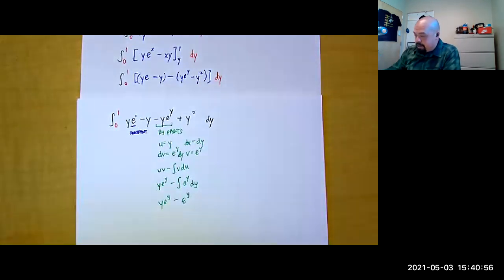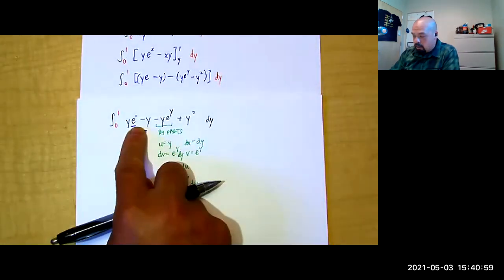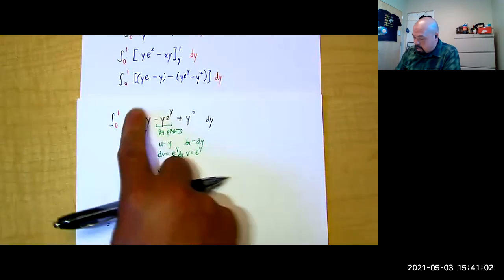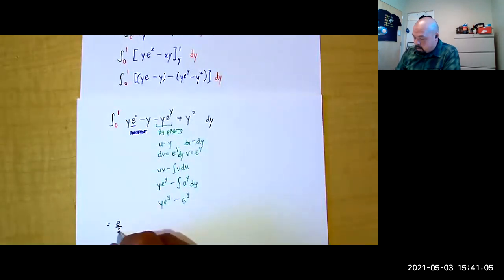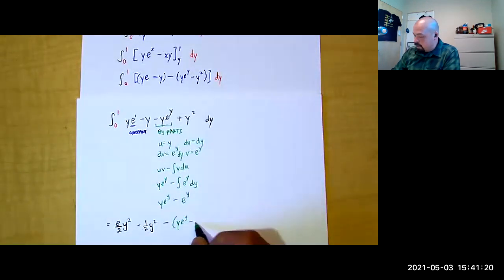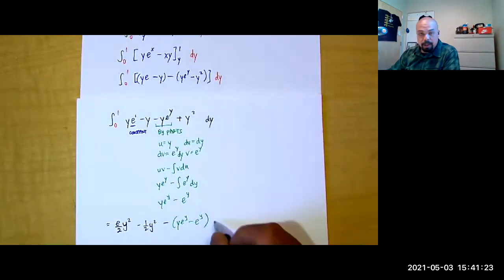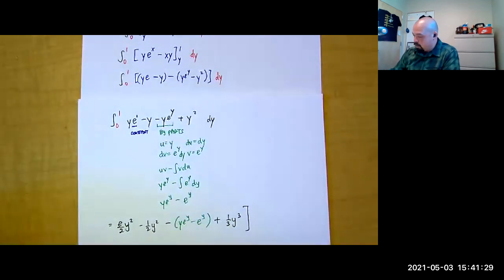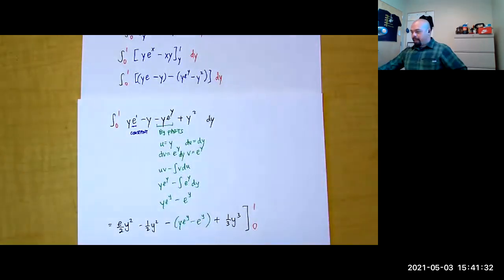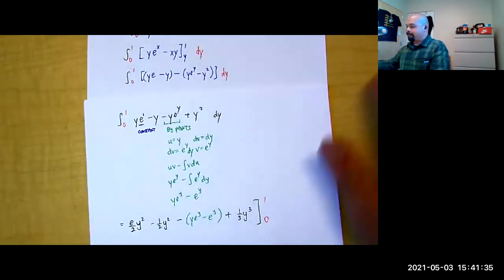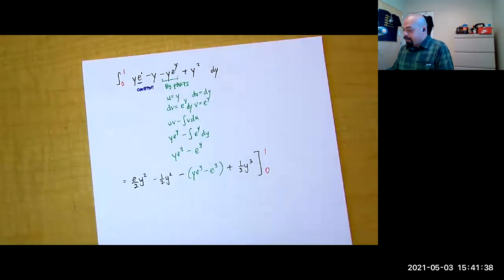Right? So as we start to integrate then, like I said, constant, the integral of y, we're going to get e to the first over 2 y squared, minus 1/2 y squared, minus y e to the y minus e to the y, plus power rule here, 1/3 y cubed, evaluated from 1 to 0. And again, thankfully that 1 makes calculation look nicer, and 0 of course as well.